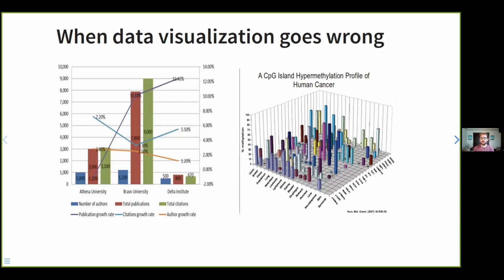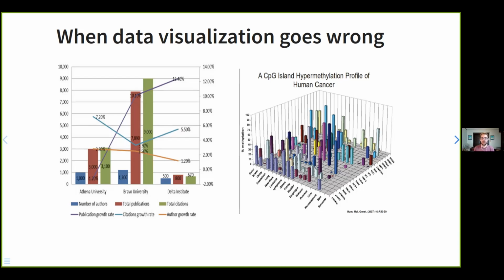Here are a few examples of when data visualization goes wrong. So again, if this is the first time you're seeing this presentation, I want you to take a second and look at both of these and think about why these may not be the best examples of data visualization. Pause the video, come back, and I'll explain it in a second.